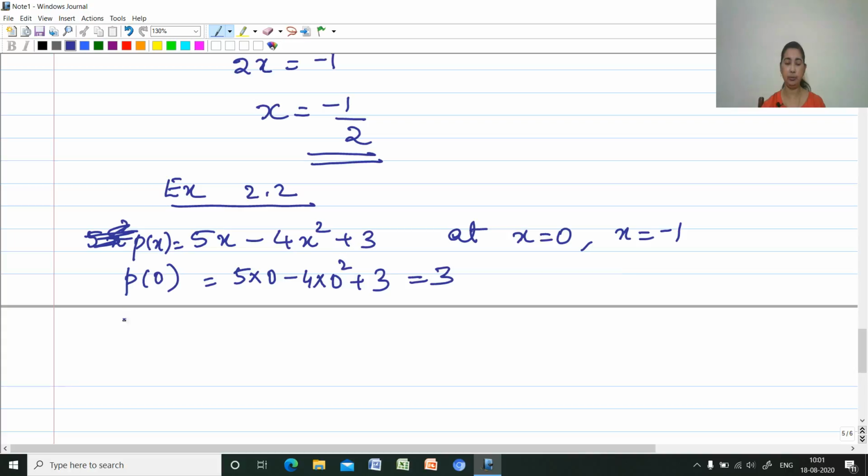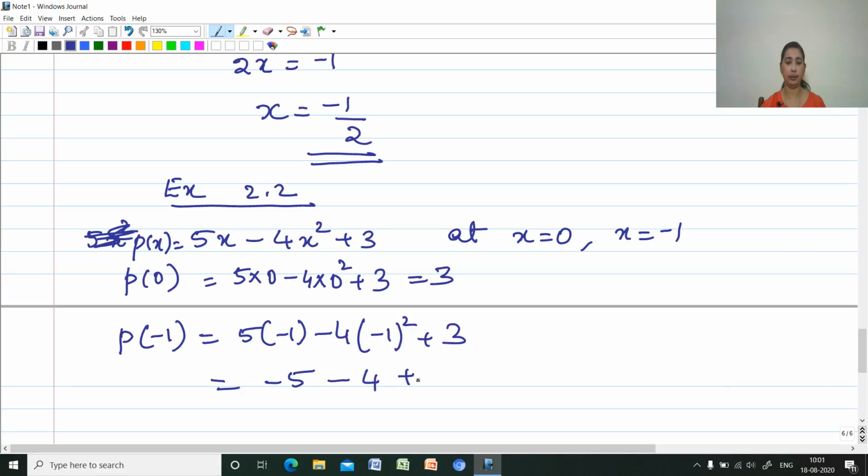Then at x equal to minus 1 means you are giving the value of x as minus 1. That is 5 into minus 1 minus 4 into minus 1 whole square plus 3. That is minus 5 minus 4 plus 3. Minus 9 plus 3. That is minus 6.